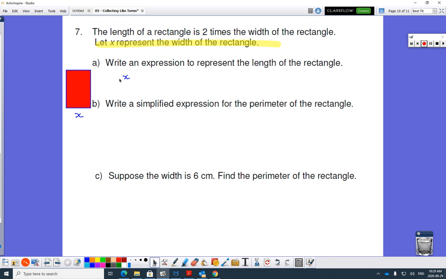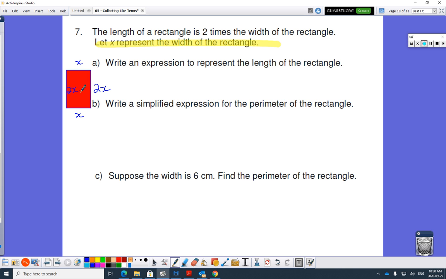X. The length is 2 times the width. So if the width is X and the length is 2 times that, what could you write on here to represent that using the X? X times 2. All right? So we don't want to introduce new variables if we don't have to. So this side's going to be 2X. And this side over here is going to be 2X. Can you see that 2X in there?